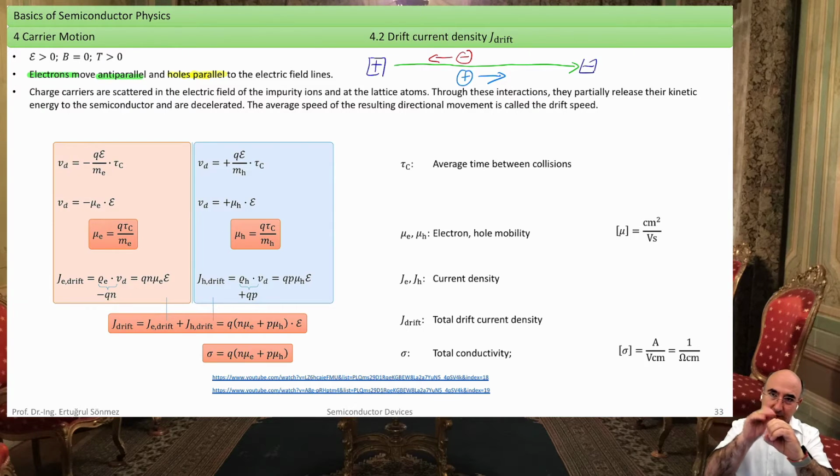You know? And if it is a boron, then it is repelled.